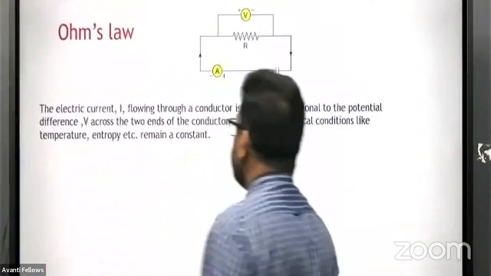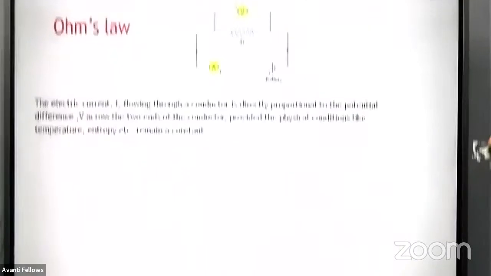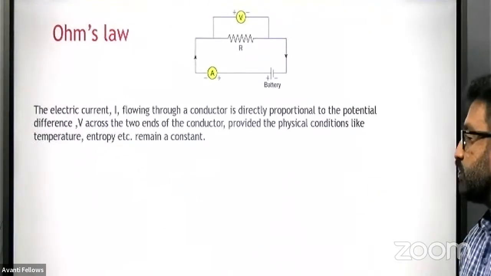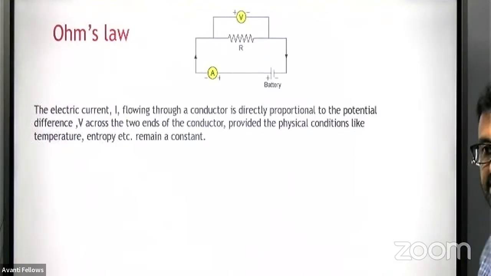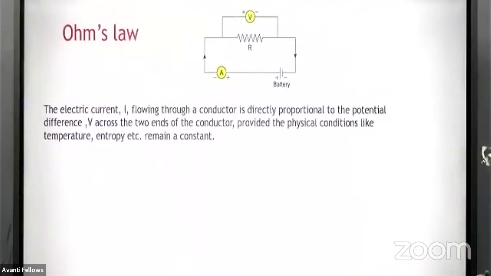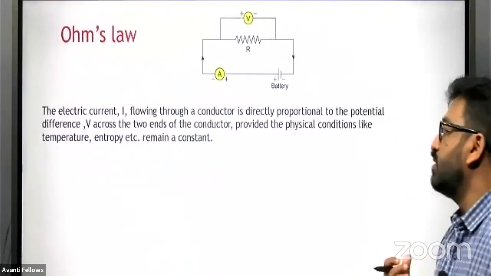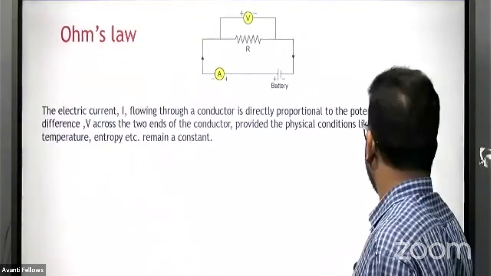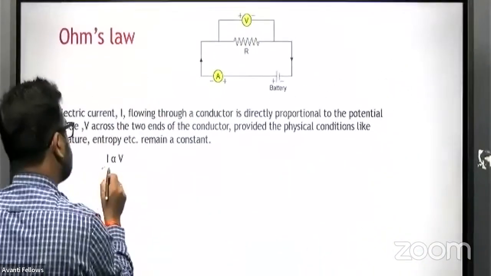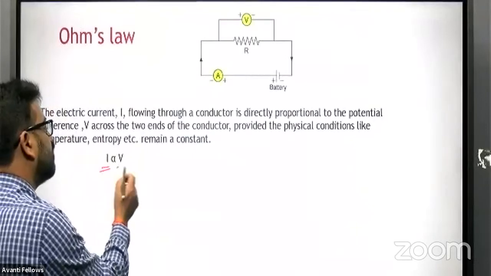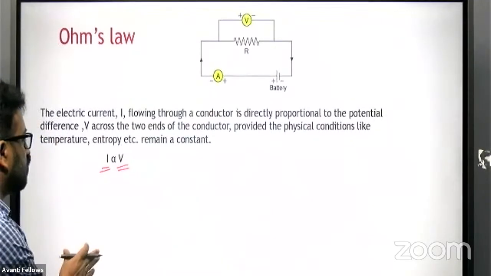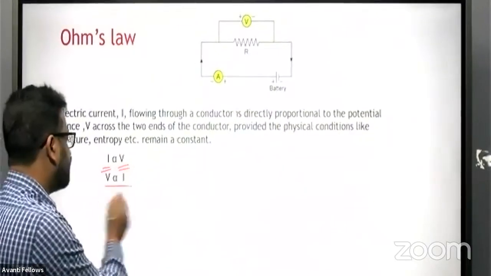Electric current I flowing through a conductor is directly proportional to the potential difference V across the two ends of the conductor. The physical conditions like temperature and all other parameters should remain constant. So that is the basic definition of Ohm's law. I is the result and V is the cause, so we write I proportional to V, and we can also write V proportional to I.